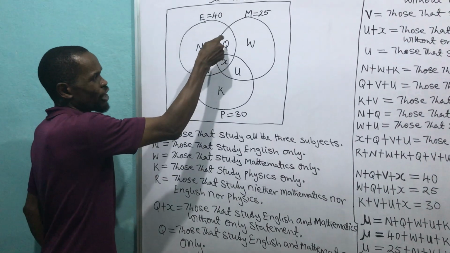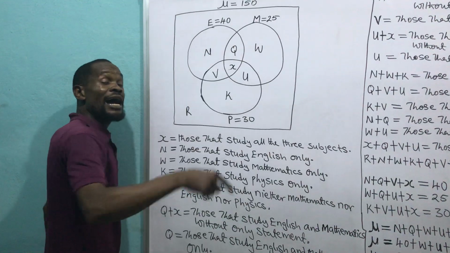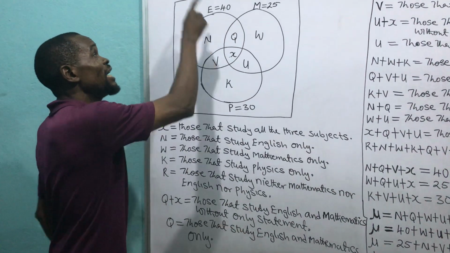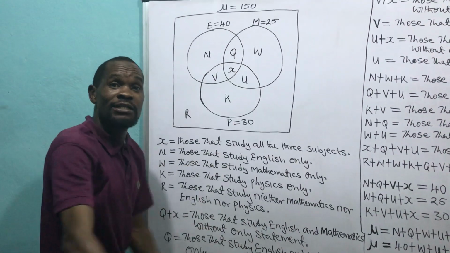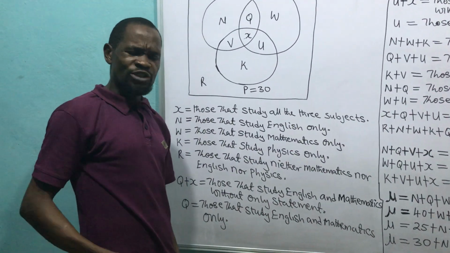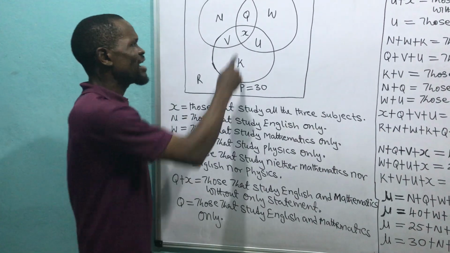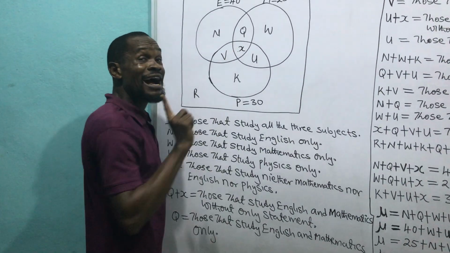Now, I'm talking about Q plus R, this portion here, are the people that study English and mathematics without the only statement. That doesn't mean I said people that study 20 study English and mathematics. What I'm referring to is what? Q plus what? R.